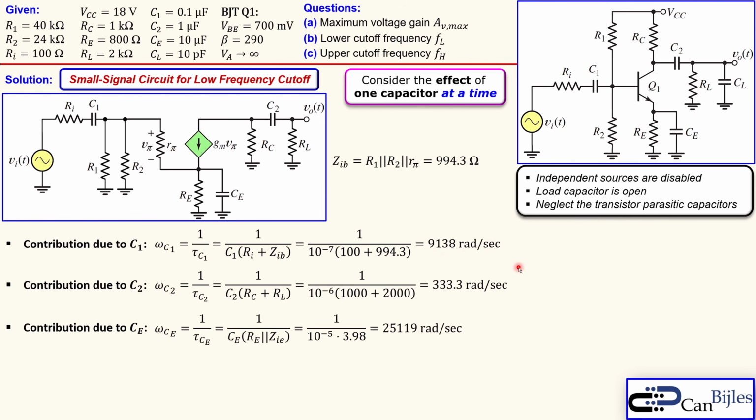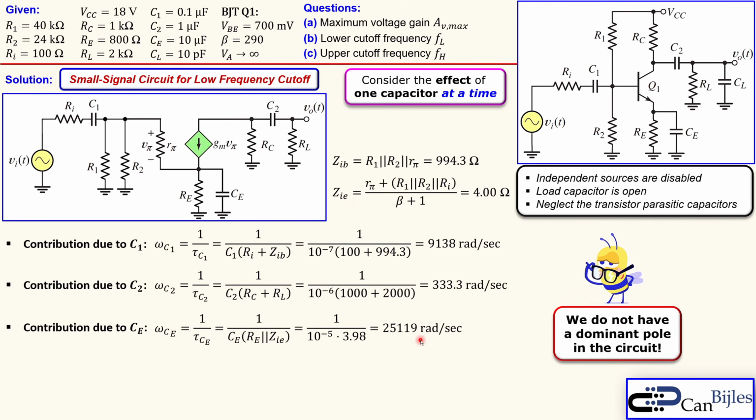So we need to look at a more detailed approximation or estimation of the low frequency cutoff. So how do we do that? We have the ZIE again, because that was calculated for this one. Again, as said, we do not have any dominant pole. So we cannot just say this is dominating, so we take this as the low frequency cutoff. For that we use the estimation for the lower cutoff frequency in these cases by summing these three capacitors' contributions together. That is how you can do it. So omega C1 plus omega C2 plus omega CE.